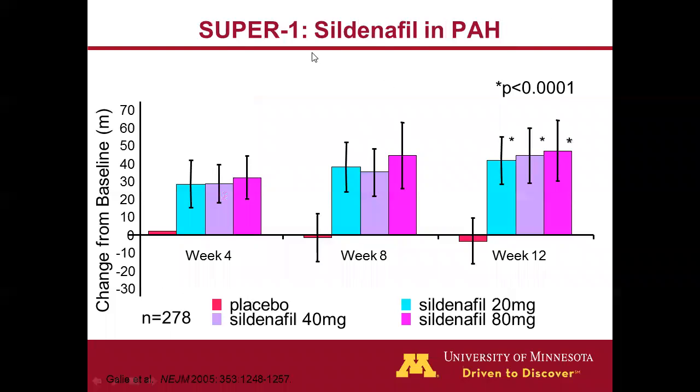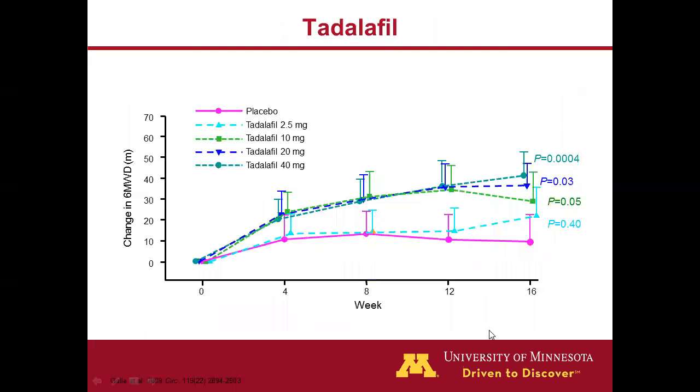Again, just to show that Revatio was approved in 2005. Short-term trial, 12 weeks. Primary endpoint was 6-minute walk. You can see compared to placebo, all 3 doses improved the 6-minute walk distance. At short term, there was no difference between these 3 doses, but in the long term, there's a follow-up study called the SUPER-2 trial, which showed that indeed, if you give high doses, the 6-minute walk distance increases. There's a dose response. So we try to go up on the Revatio as tolerated in these patients.